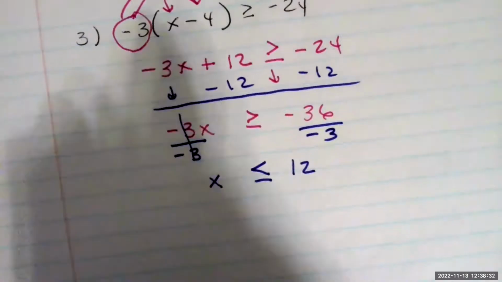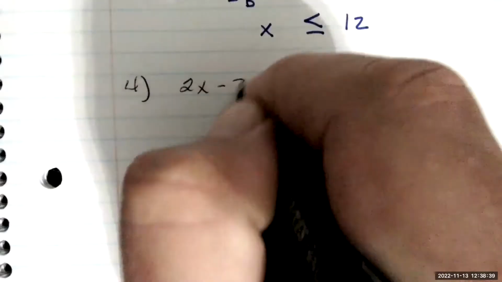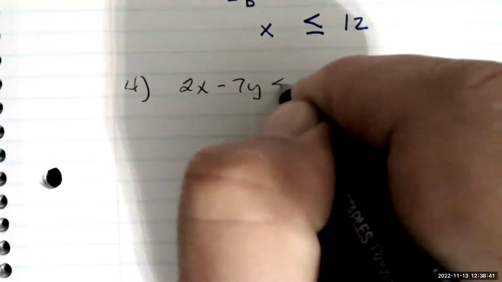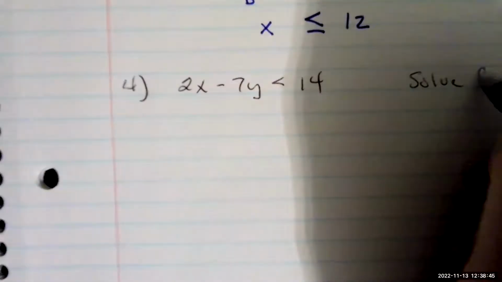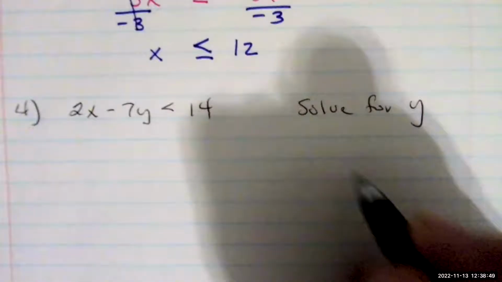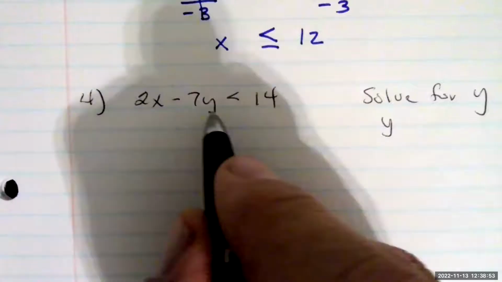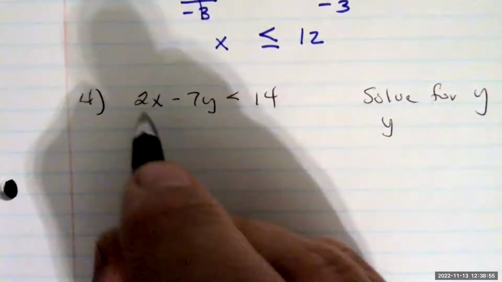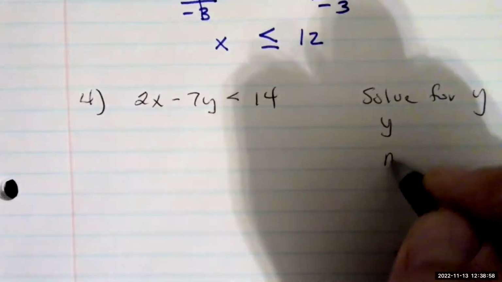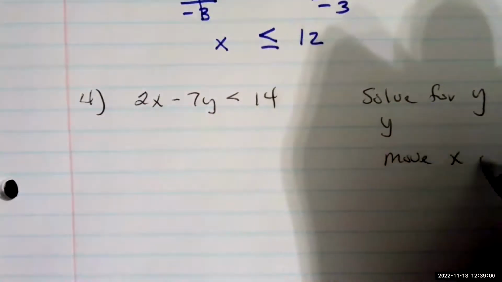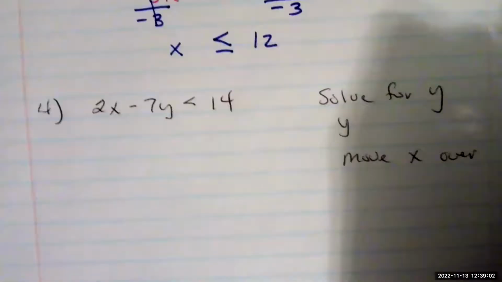So here's number 4. All right, so we have 2x minus 7y is less than 14. All right, so we want to solve for y. That means we want y by itself. That's what we want. We want it to say y equals or y whatever, okay? All right, so when you do this, you always get rid of the x first. So we want to move x over first. So we're gonna move it over.